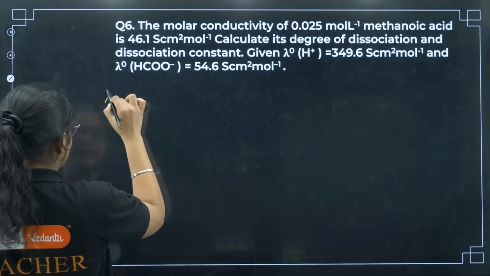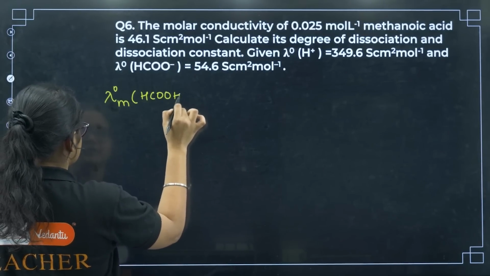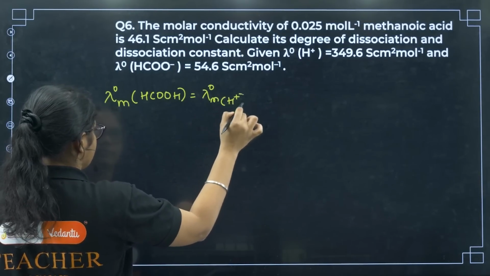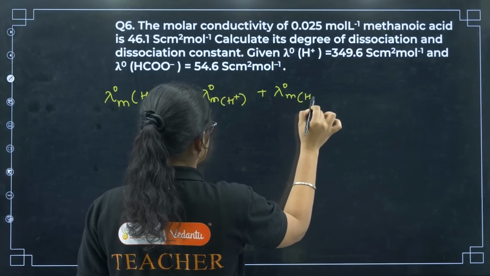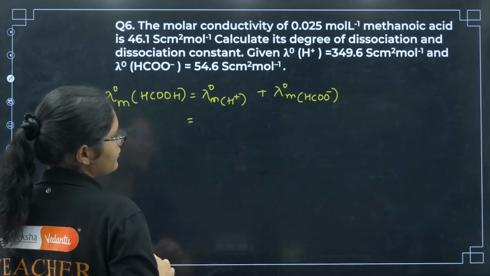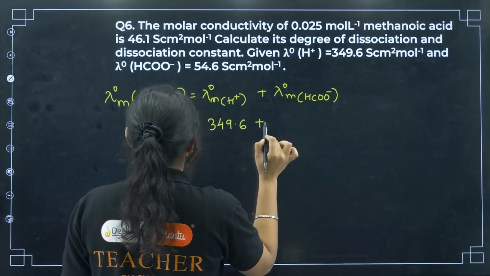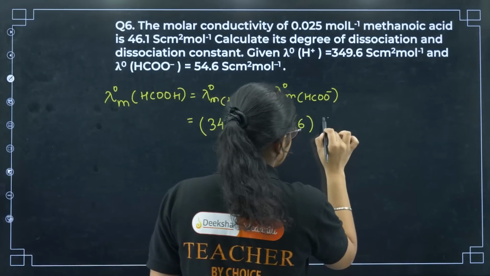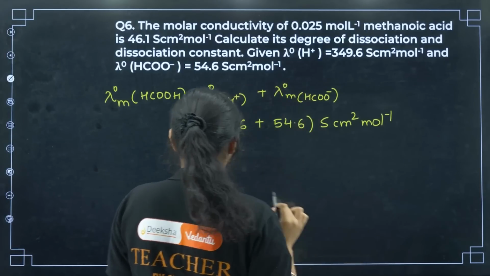So first let me calculate the molar conductivity of HCOOH. So we have the limiting molar conductivity of H plus and the limiting molar conductivity of HCOO minus. H plus is 349.6, and this one is 54.6 S centimeter square mole inverse.